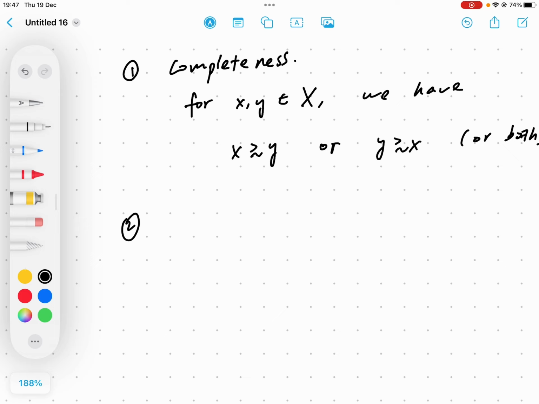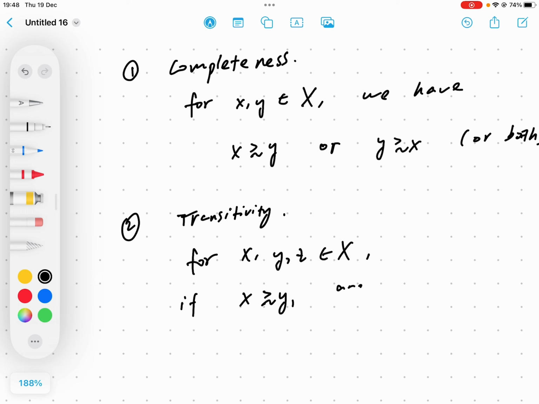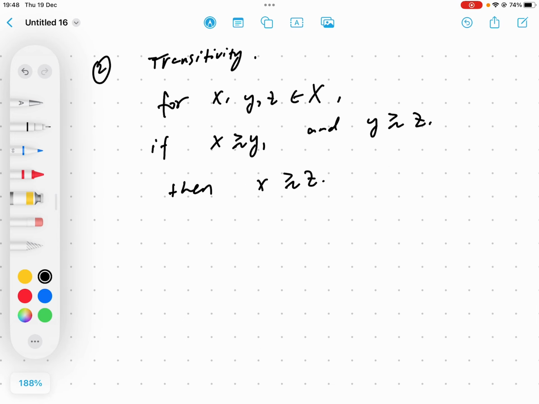And the second property is transitivity. Let's have three elements in big X: x, y, z. If x is preferred to y and y is preferred to z, then x is preferred to z. This is called transitivity, and this is a very straightforward definition.